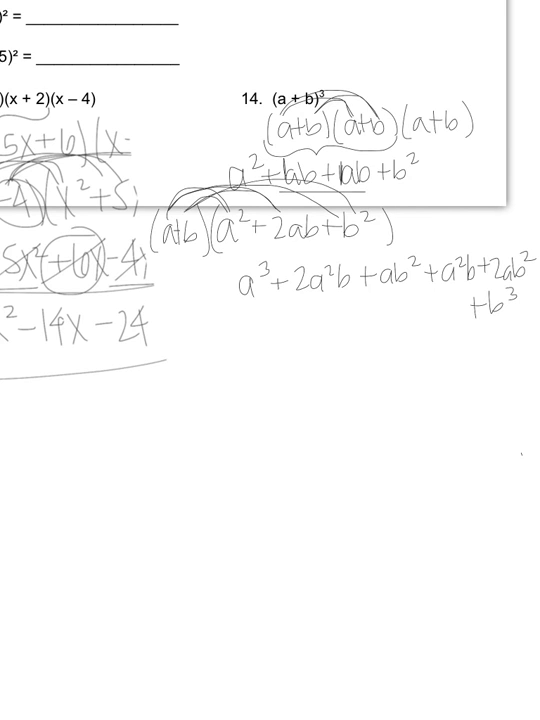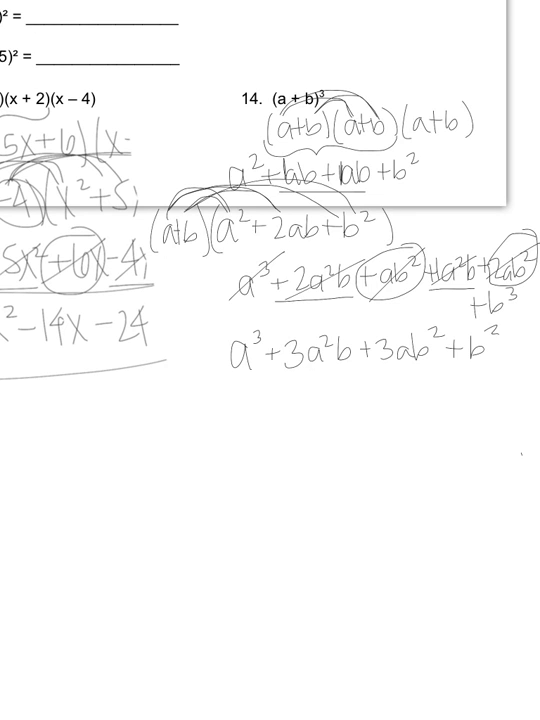Okay, so now we're going to combine like terms. So we have an a cubed. Notice there is not another a cubed, so I'm going to write it down. We have a 2a squared b. You're looking for another a squared b. Notice we have one here, and that's a 1. So that would make 3a squared b. Then we have a positive 1ab squared, so we're looking for another ab squared, and we have this one here. So that would make 3ab squared. And then we have left b cubed.